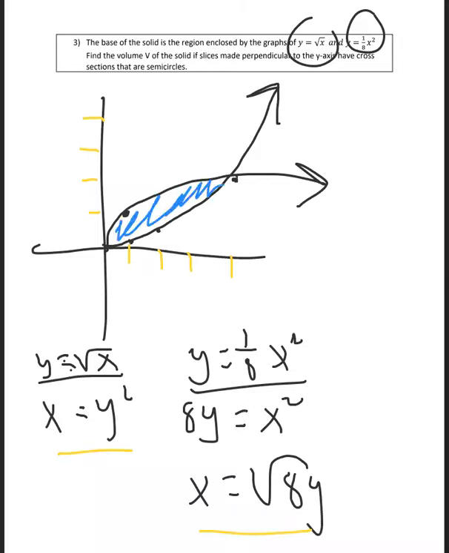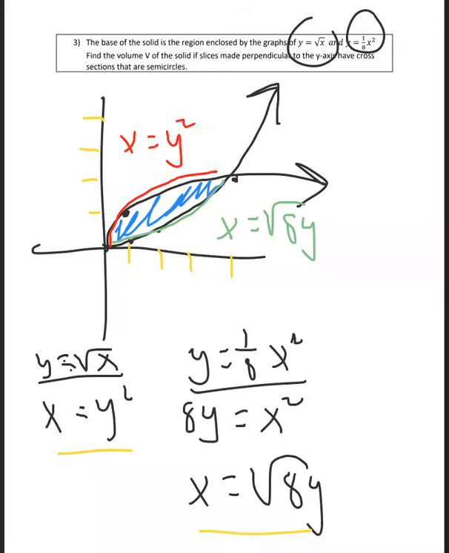And now it's easy to see which one is the high and which one is the low, or in other terms, since we're doing y's, it's easy to see which one is the right and which one is the left. The right would be this green one, so that one is x is equal to radical 8y. And the left is, I'll do it in red, this one, x is equal to y squared.